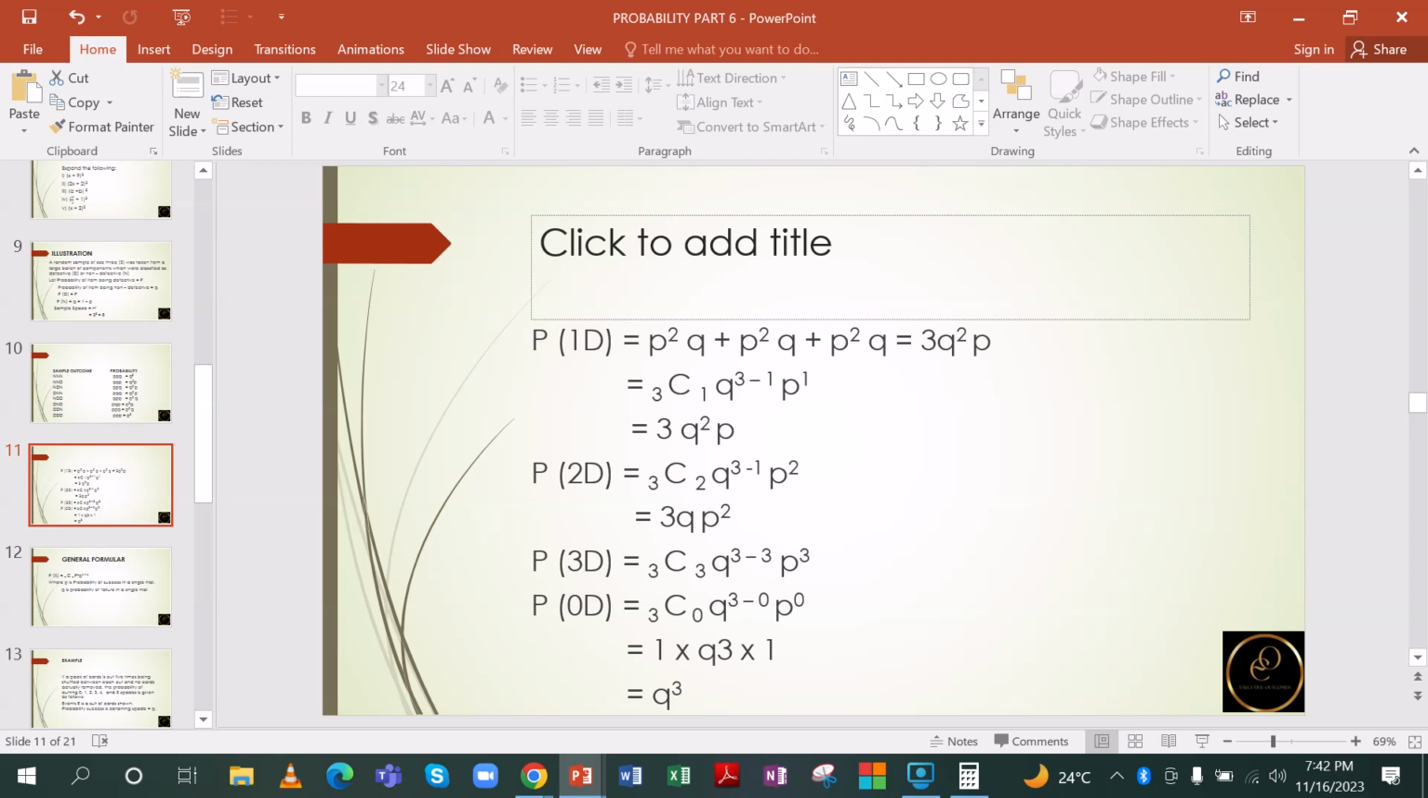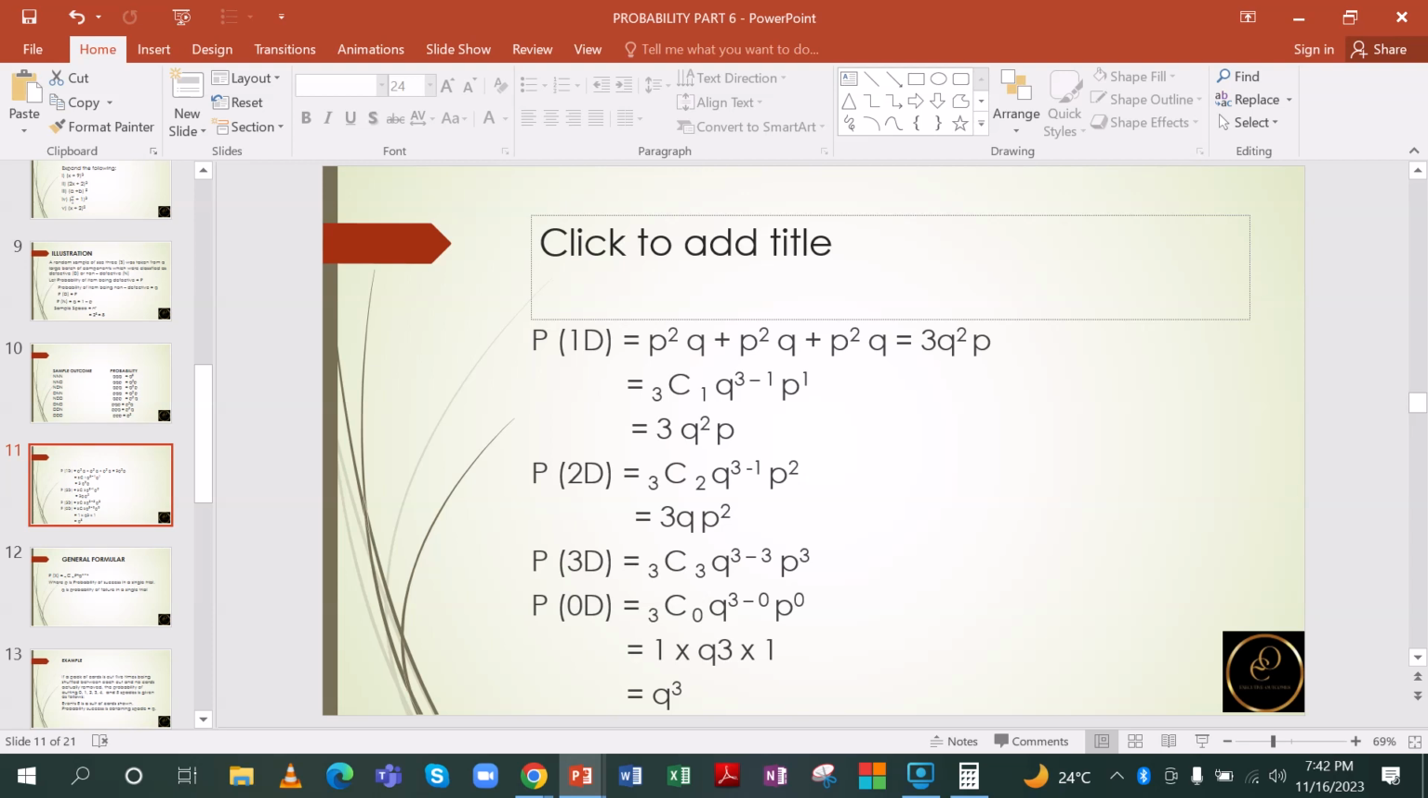3 defective, so means 3 at a time. 3 items taken 3 at a time. So it will be combination of 3 items taken 3 at a time. You are going to have Q raised to power 3 minus R, which is 3 here. Then the next one raised to power R, which is P raised to power 3. So this one will be 0 here, and then this one raised to power 3. Q raised to power 3. P raised to power 3.